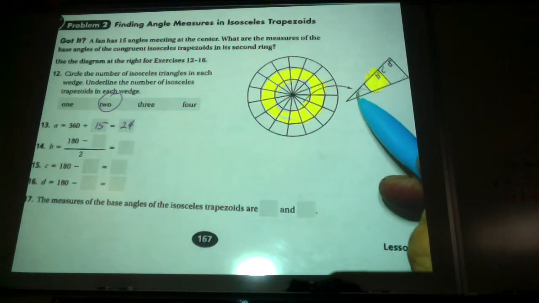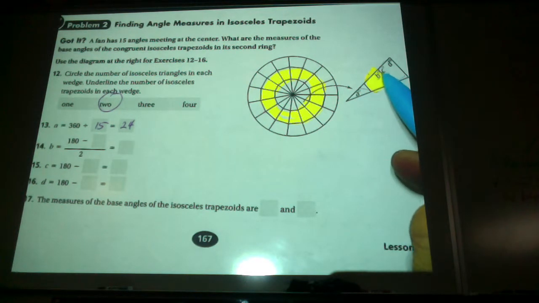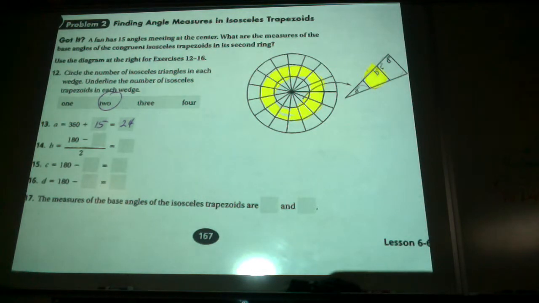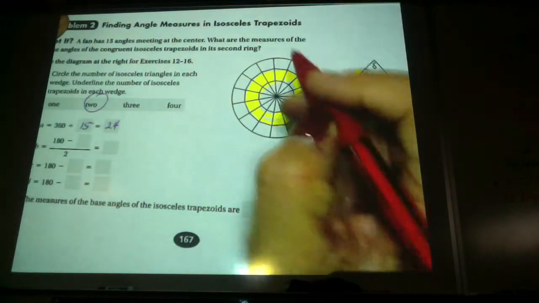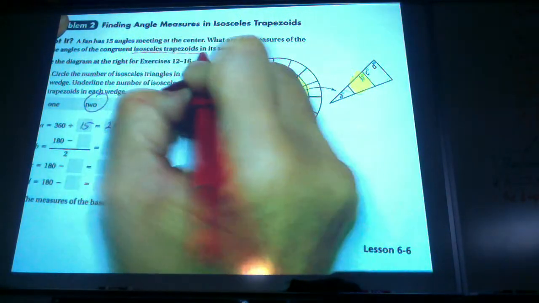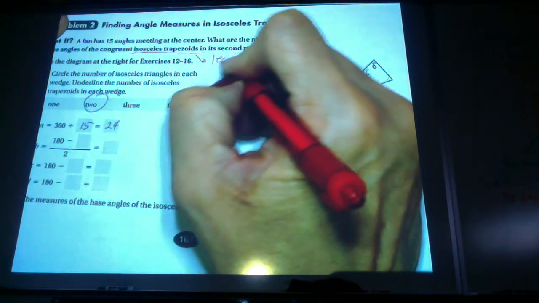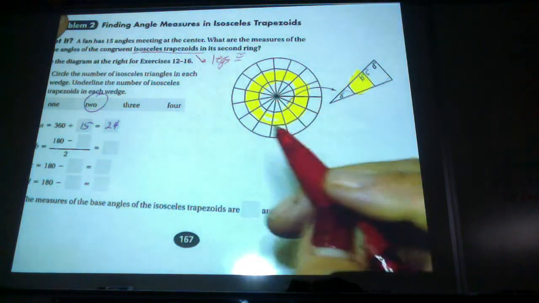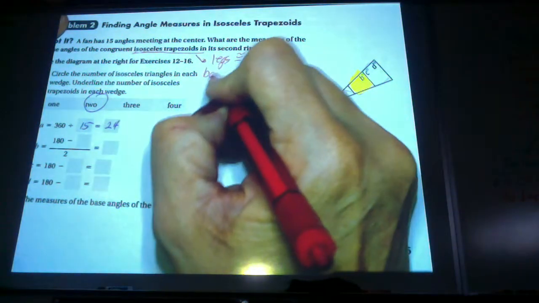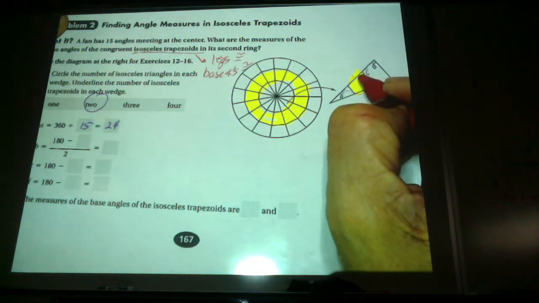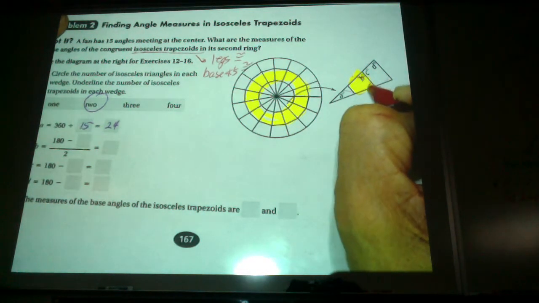And they've given you this is angle A, this one here is angle B, and that one's angle C. What do you know about angle B and C? They're supplementary because they form a linear pair. Okay? And what do we know about isosceles trapezoids? The fact that they told you it's an isosceles trapezoid, what are the things that we know about the isosceles trapezoid? Legs are congruent. What else? Base angles are congruent.